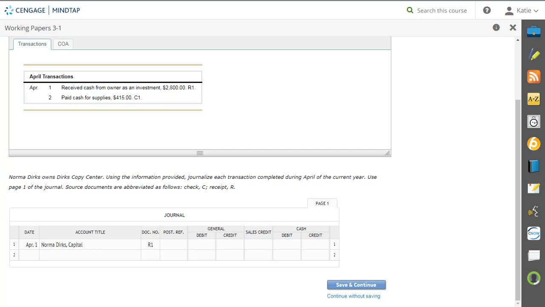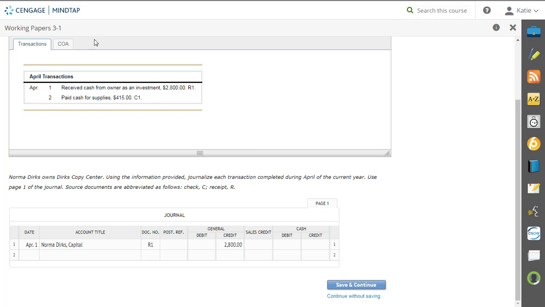Now, Norma Dirks Capital does not have a special column. So is the capital account going up or down? Do we have more capital or less capital? More, we do. What is the more side of our capital account? You are correct. So Norma Dirks Capital is going to be credited $2,800. And notice I typed in 2800 and hit enter. It put in the comma and it put in the .00.